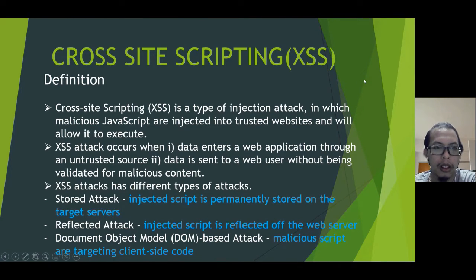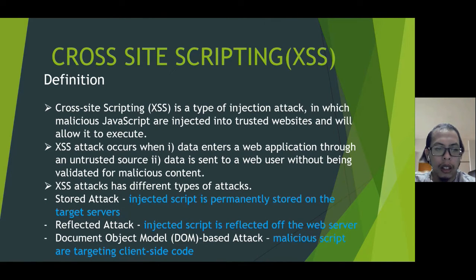So what is cross-site scripting? Cross-site scripting is one of the types of injection attacks in which malicious JavaScript is injected into a trusted website and allowed to execute. Cross-site scripting attacks have two types. One is when data enters a web application through an untrusted source. Second, data is sent to a web user without being validated for malicious content.